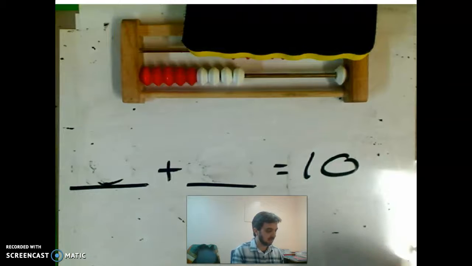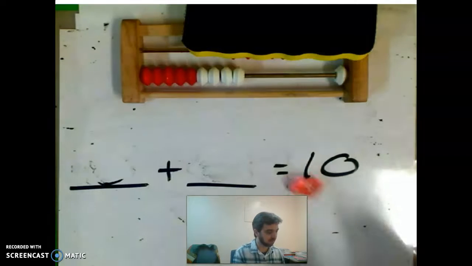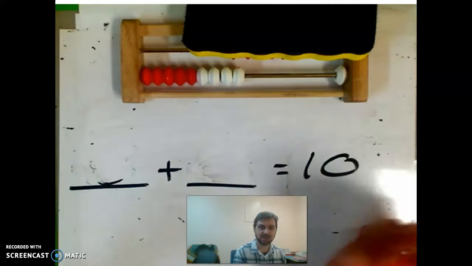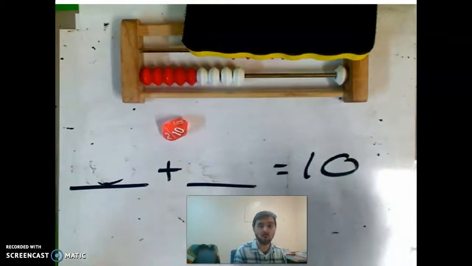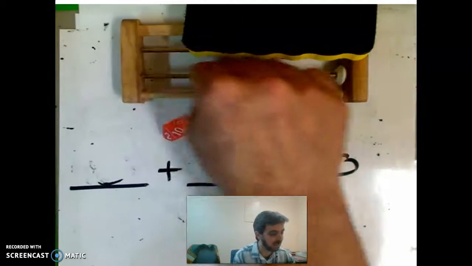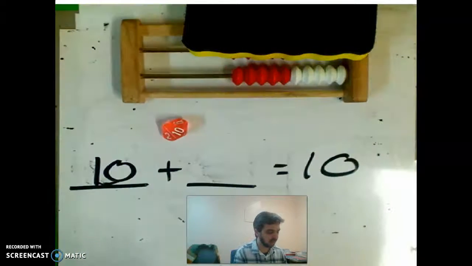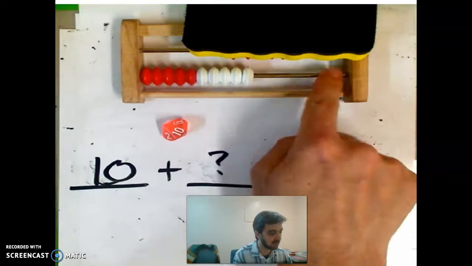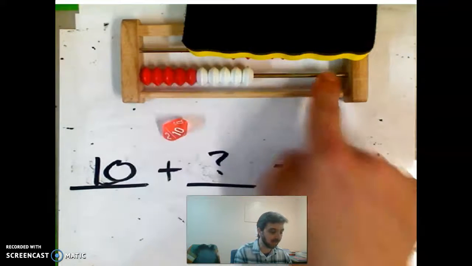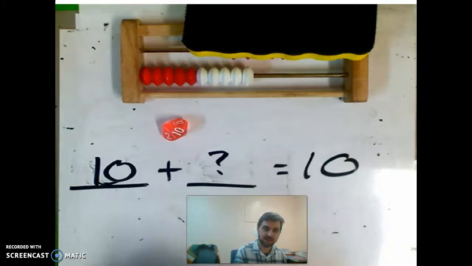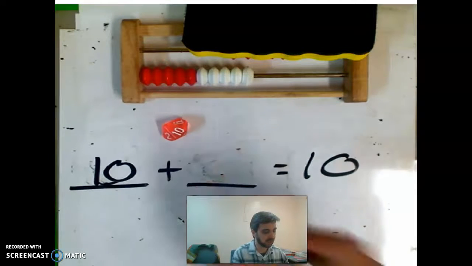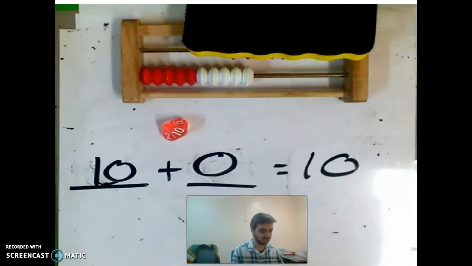I'm going to roll this. I got another 9. Let's do a different one. Oh my goodness, I got another 9. What's going on here, boys and girls? Ooh, I got a 10. All right, so if you got a 10, then look. 10 plus what gives me 10? Well, if I take all 10, there's nothing left. So 10 and nothing gives me 10, right? So that would just be 10 and 0.